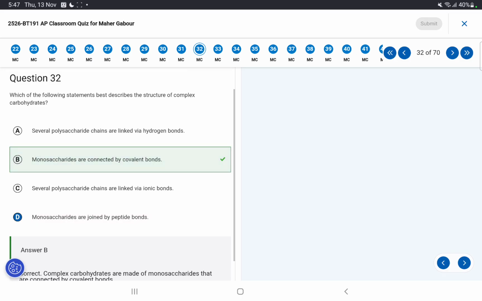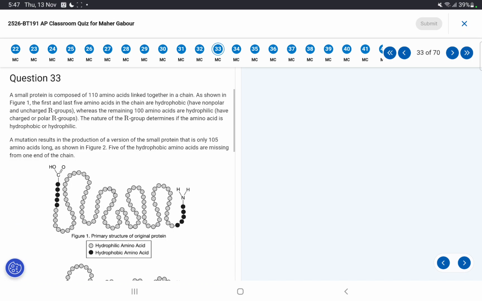Which of the following best describes the structure of complex carbohydrates? You have to memorize it. So its monosaccharides are connected by covalent bonds. Okay. The monosaccharides are connected by covalent bonds.